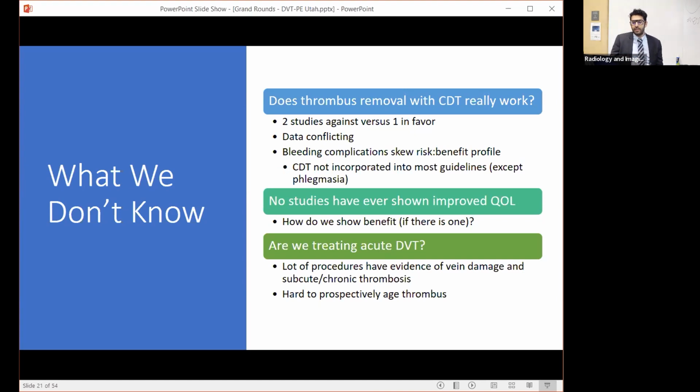And a lot of procedures have evidence of vein damage and subacute chronic thrombosis in these studies. And so it's really hard to know if we're actually even treating the right category of patients. And unfortunately, it's really hard to prospectively age thrombus. DVT is sort of an insidious disease. So sometimes patients say, oh, my leg's been swollen for a couple of weeks or a couple of months. It's hard for them to know exactly when it started.